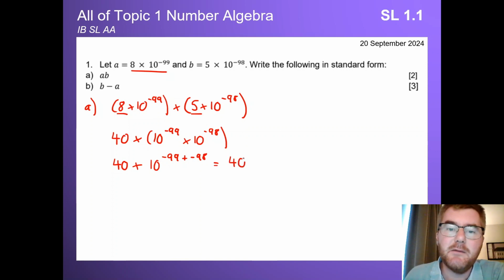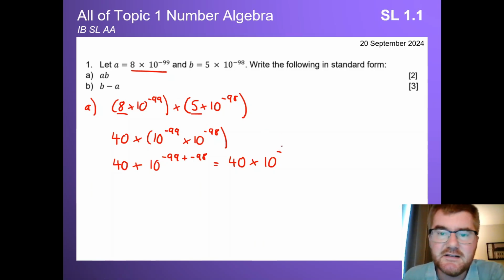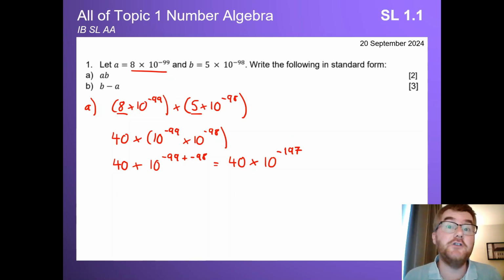That will leave us with 40 times 10 to the power of minus 197. You could use a calculator to help you, but this is going to be minus 197. However, this is not in standard form. At this point, you only get 1 mark out of 2. We need to convert this into standard form. And remember, 40 is not between 1 and 10, so we need to make sure that it is. How do we do that?